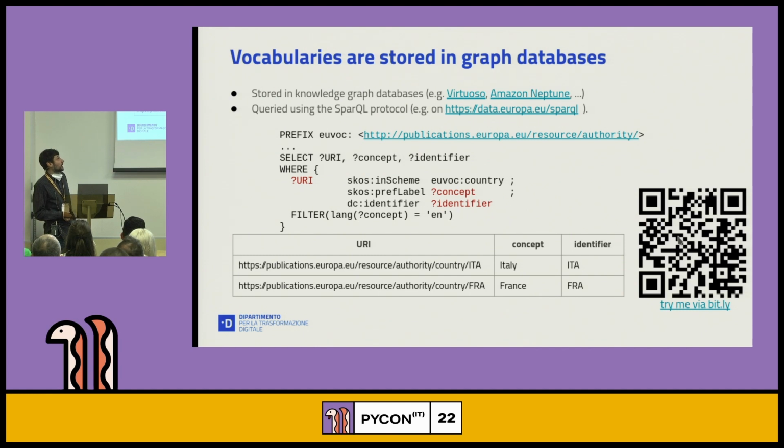I want all the subjects that have a preferred label that has a concept, and I want all the subjects that have an identifier that is something, and I want all the concepts to be expressed in English, and then I retrieve, well, a table. So I insert knowledge. I retrieve knowledge. It's not just like creating an SQL database. You can try it with that QR code. It's another approach, but it's very interesting.